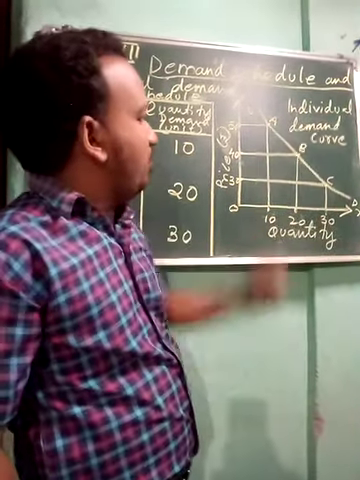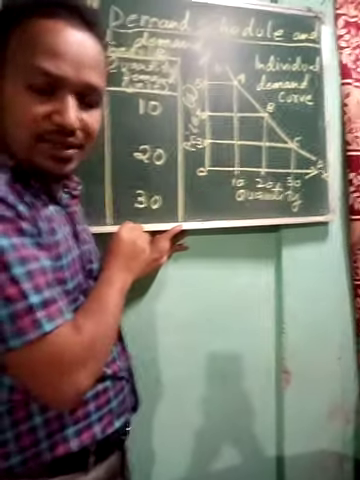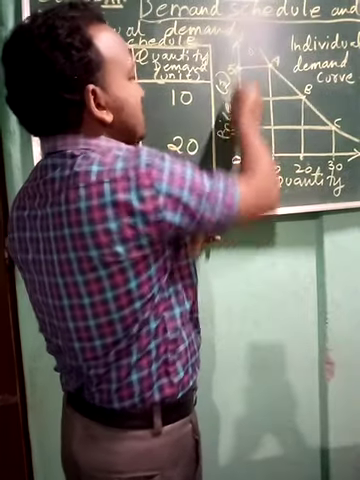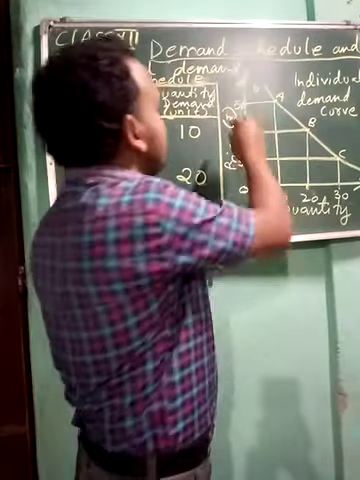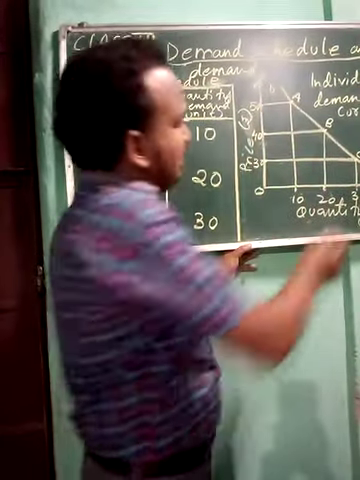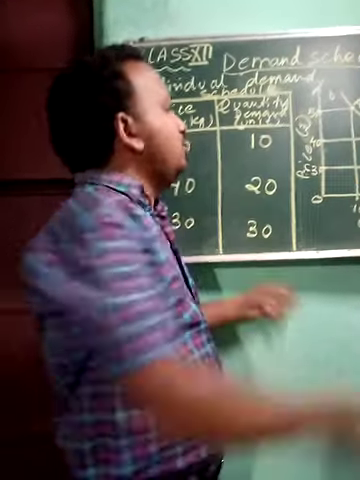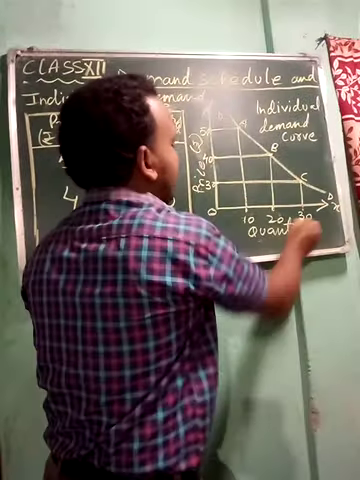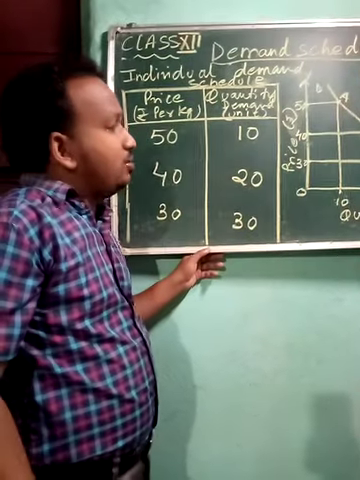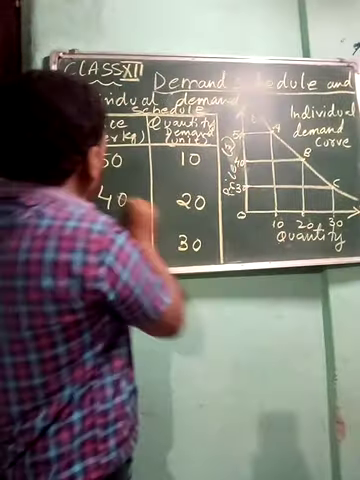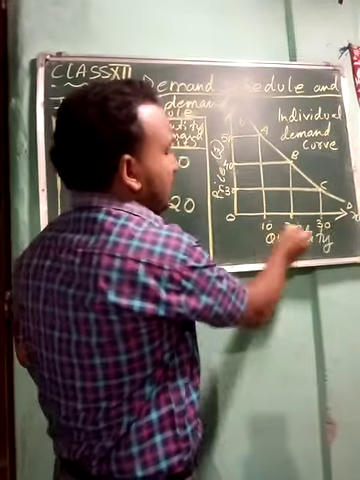In individual demand, while preparing the curve, you have to make the y-axis and x-axis. 0 is common to both the axes. On the y-axis you write the price, in rupees. Keep in mind that price should be written on the y-axis, and on the x-axis it is the quantity. Price should be written in ascending order, small to big: first 30, then 40, then 50. In the same way the quantity also you write in ascending order, 10, 20, 30.